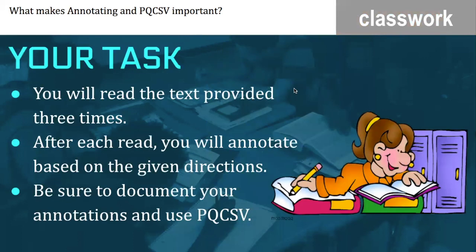So now that we have had a chance to take a look at PQCSV, what you're going to do now is move into part 2, which is to read the text provided. You're going to read the text about 3 times because you're going to have 3 separate purposes for annotations. And each time that you read, you're going to annotate for something specific.